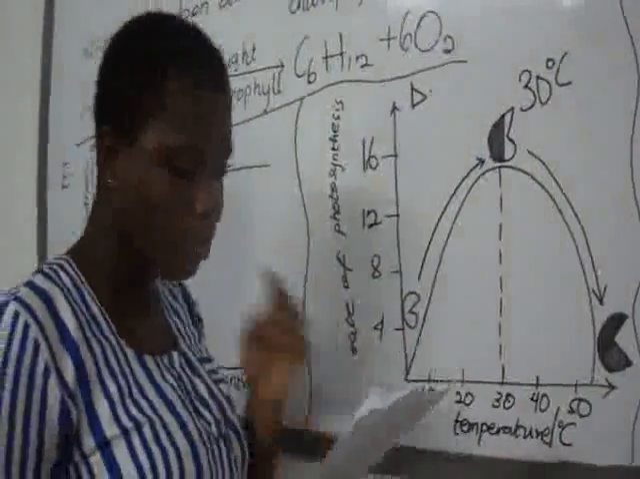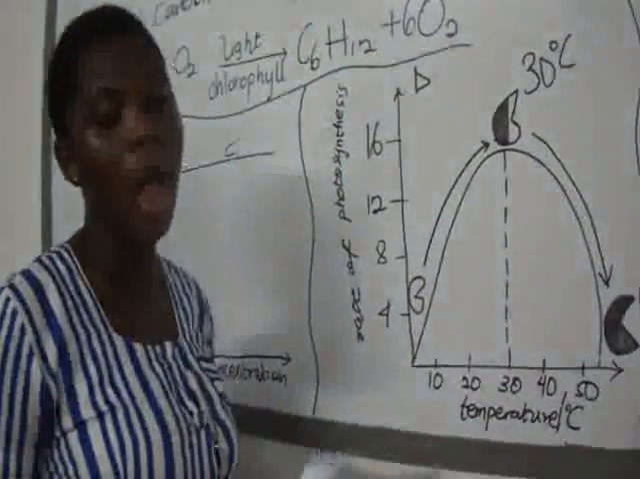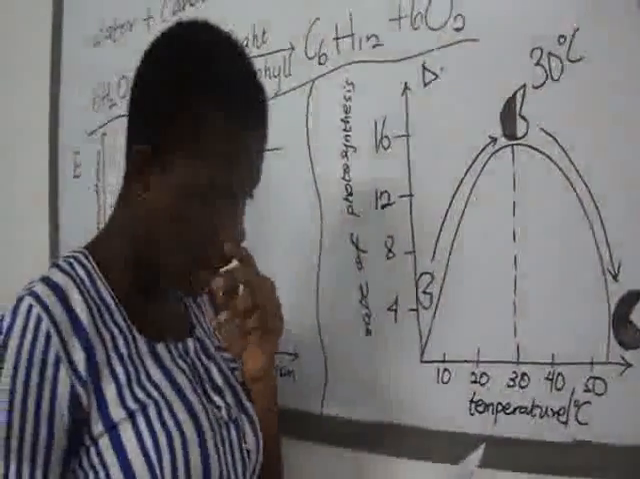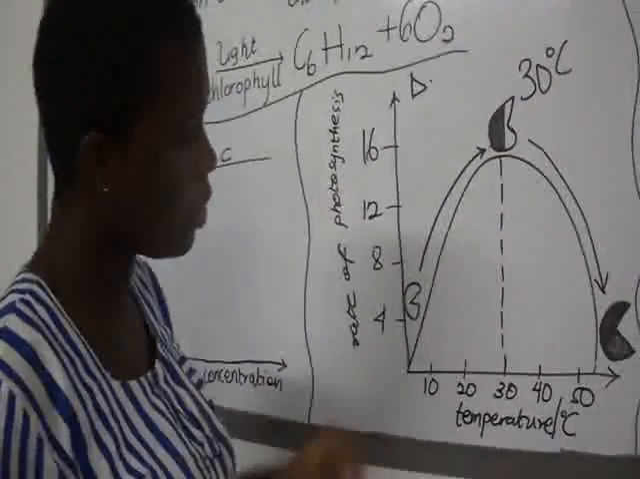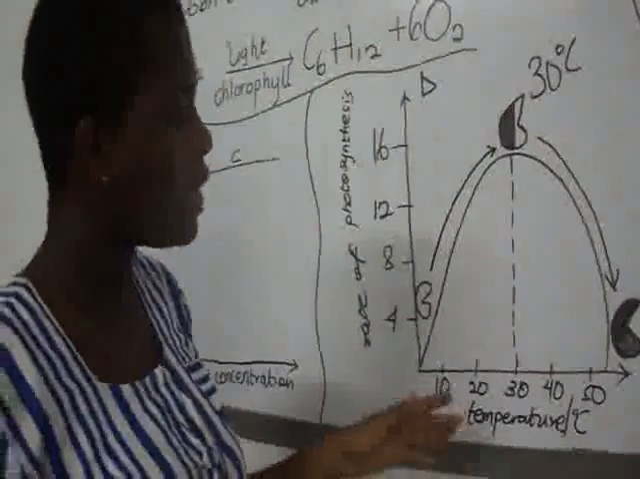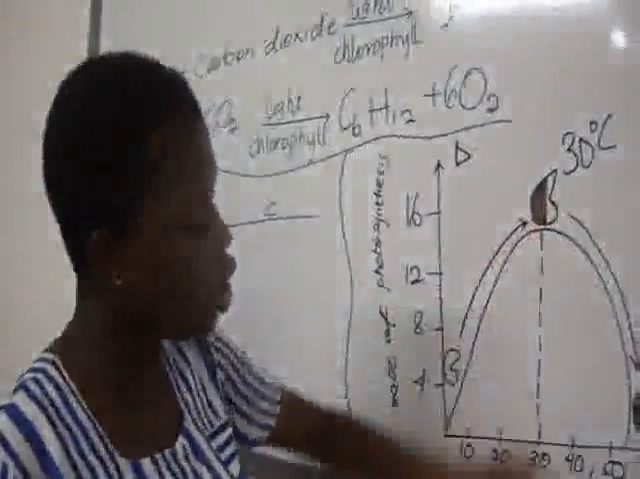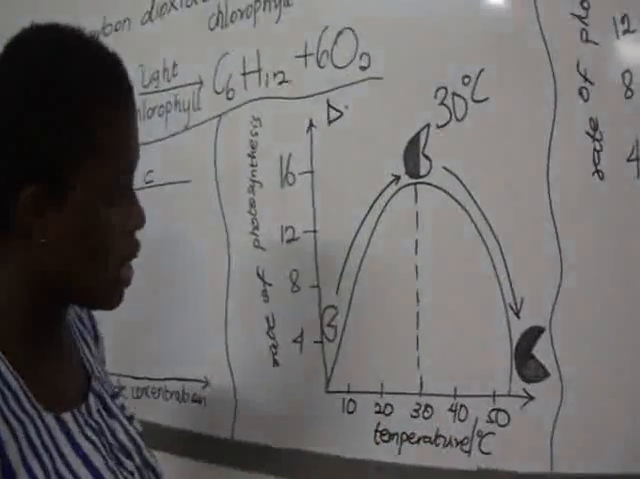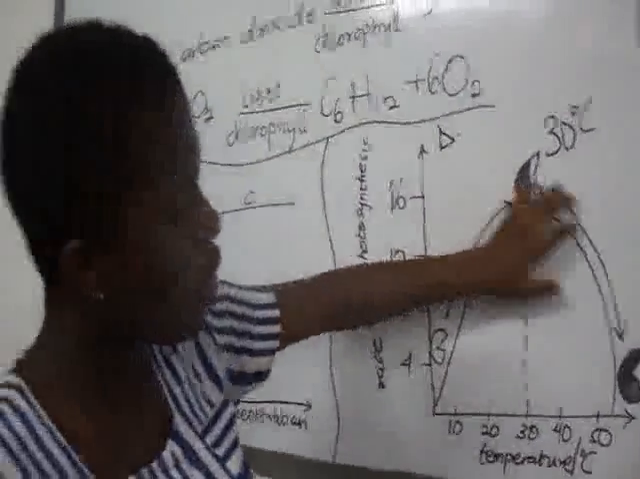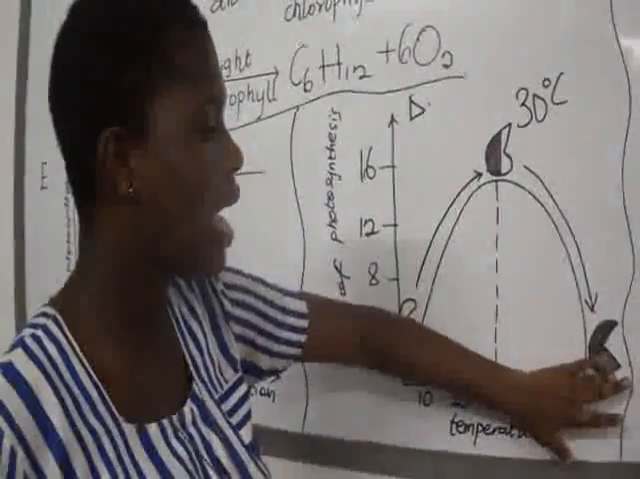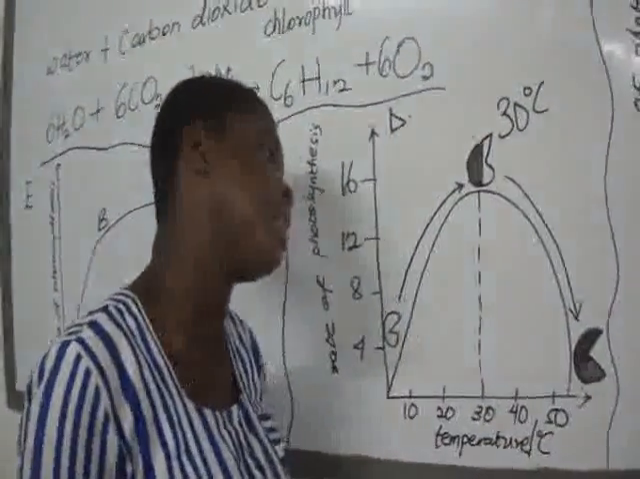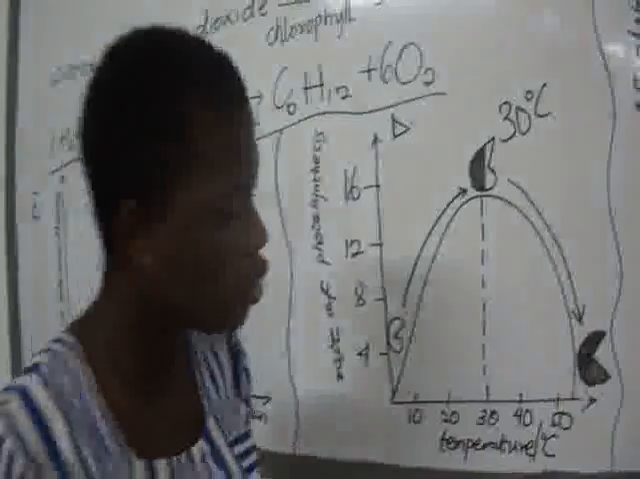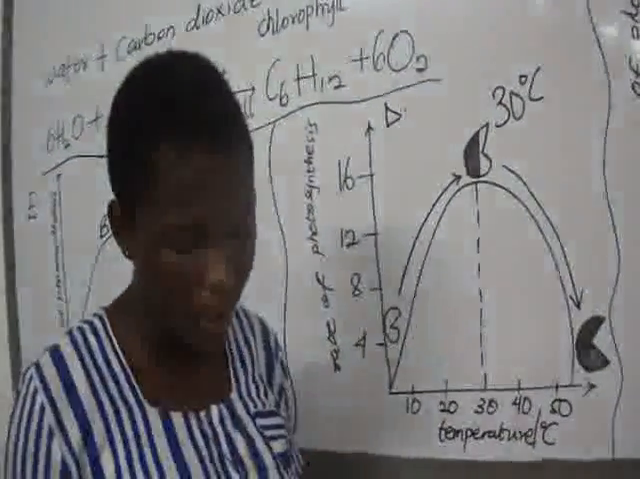But if you remember, all enzymes are proteins, and at too high temperatures, the proteins break down. So for instance, if the temperature increases from 30 degrees Celsius to 40 degrees Celsius, then it is a critical temperature and it will cause the enzyme to die, or it will cause the enzyme to become inactive, which will lead to no reaction at all.